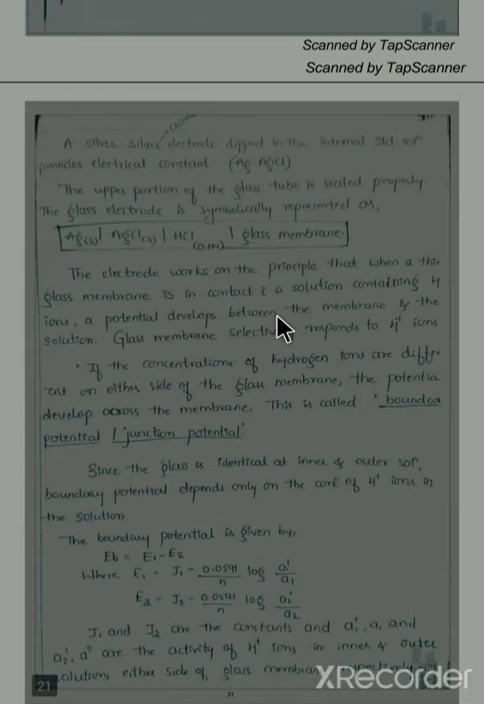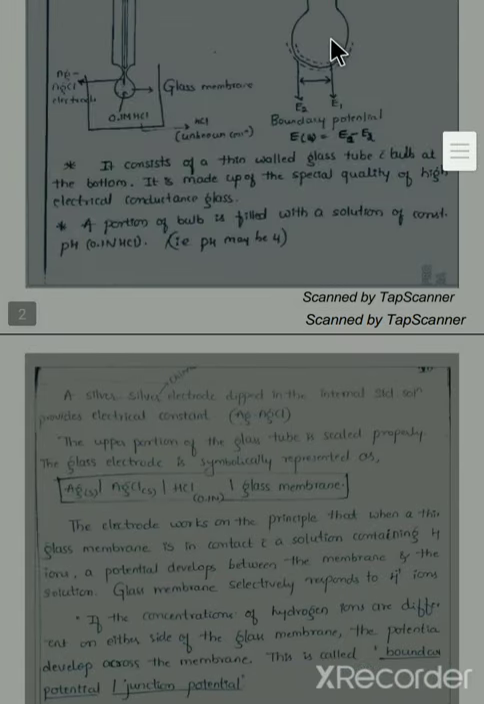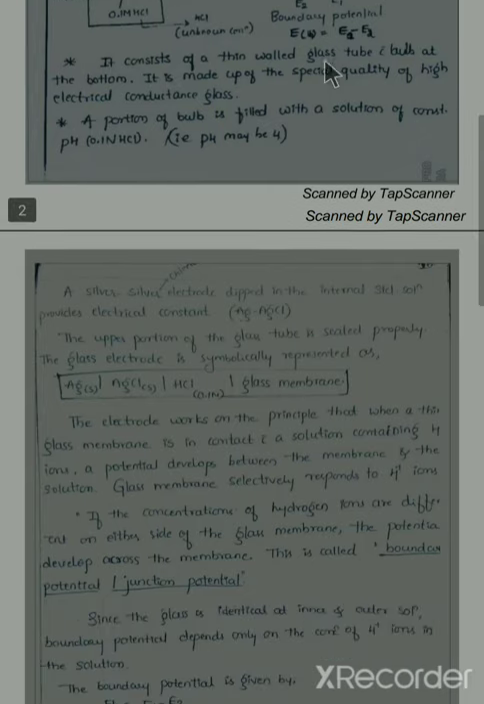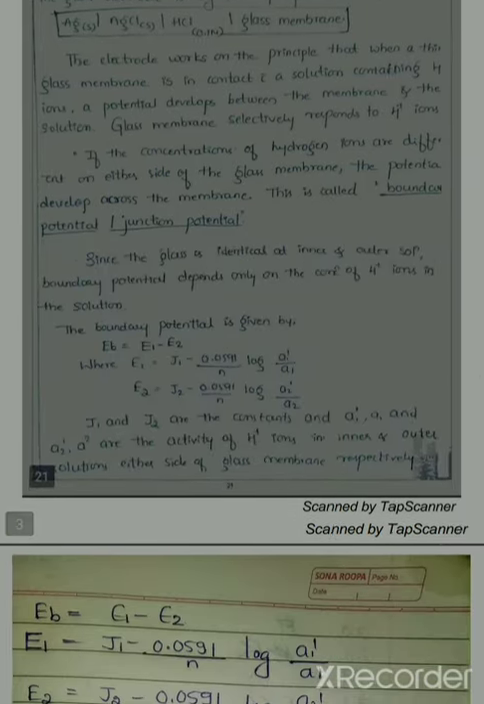As I mentioned, here inside the bulb you have one concentration of HCl, and outside the bulb you have a different concentration of HCl. Due to the different concentration of H plus ions on both sides, you are going to have a potential development across this glass membrane. That is nothing but your boundary potential. Sometimes you can even call that a junction potential.